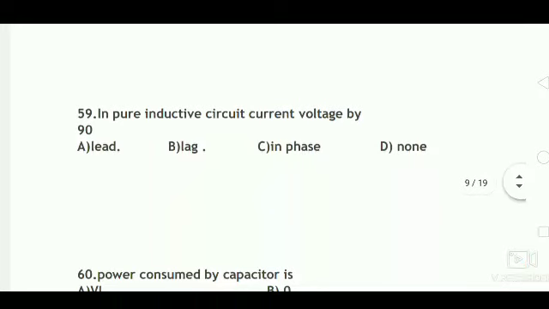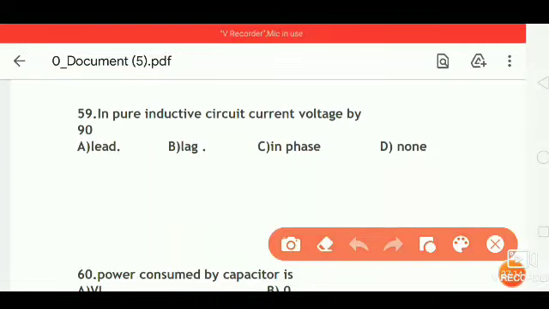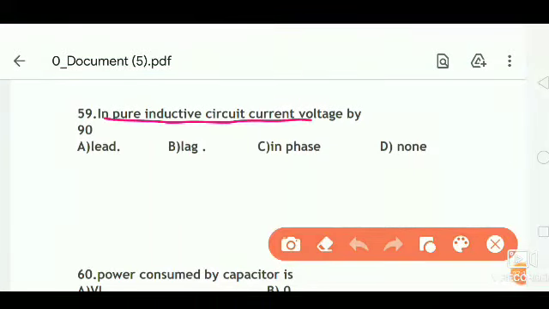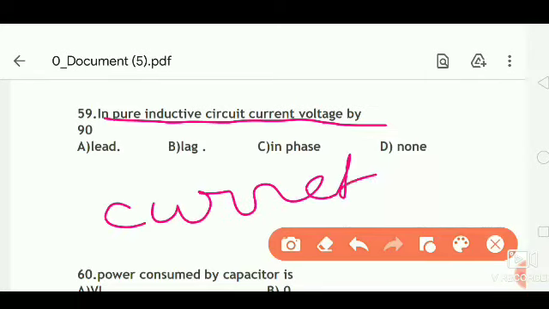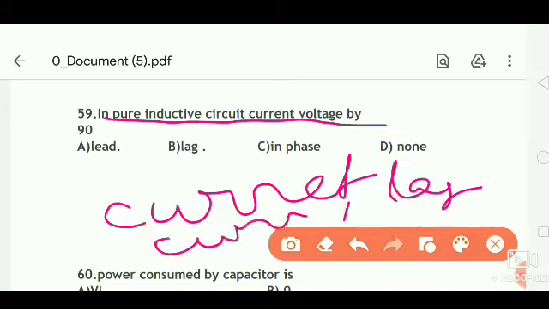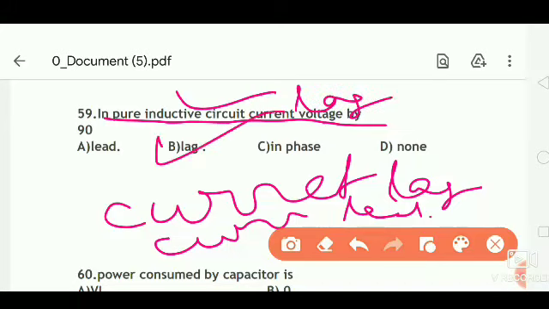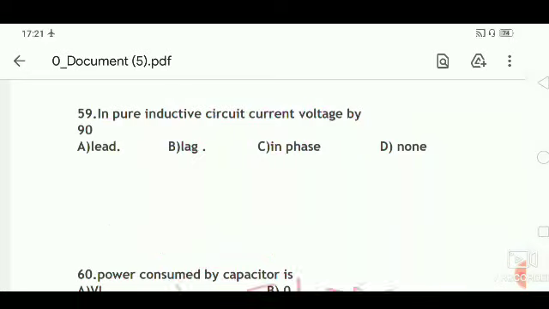So next is the pure inductive circuit, the current and voltage differ by 90 degree. So we get the pure inductive circuit, here the current lags. In a pure capacitive circuit, the current leads. So here in the inductive circuit the current lags by the angle 90 degree. So here option B is the right answer.